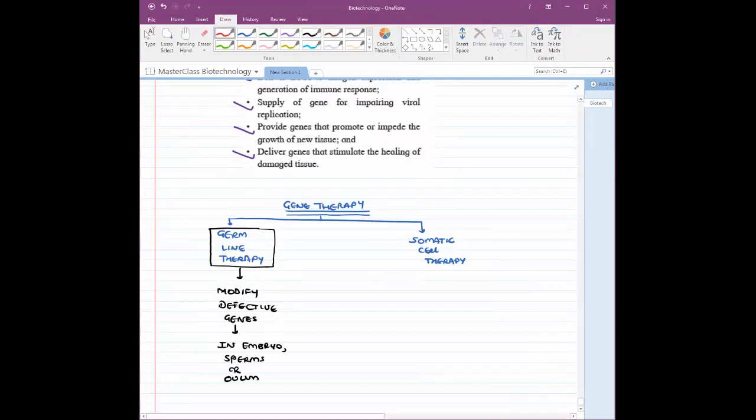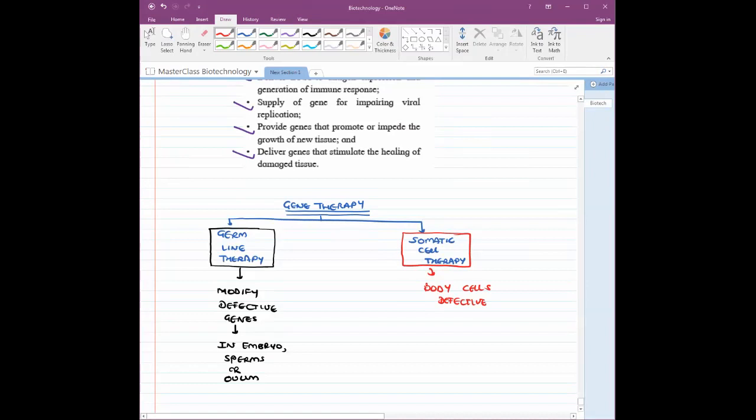Now, on the other hand, guys, we have somatic cell therapy. As the name says, somatic cells meaning what? Body cells. So here, for the body cells which are defective, you introduce genes into the defective cells, and you try to treat them. So the body cells are going to be defective.